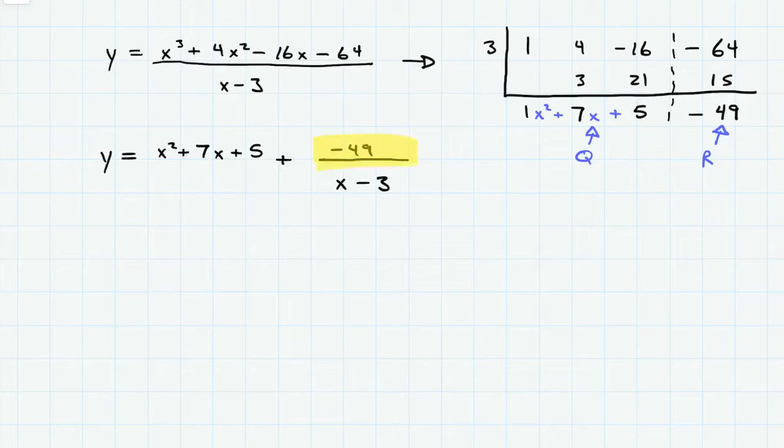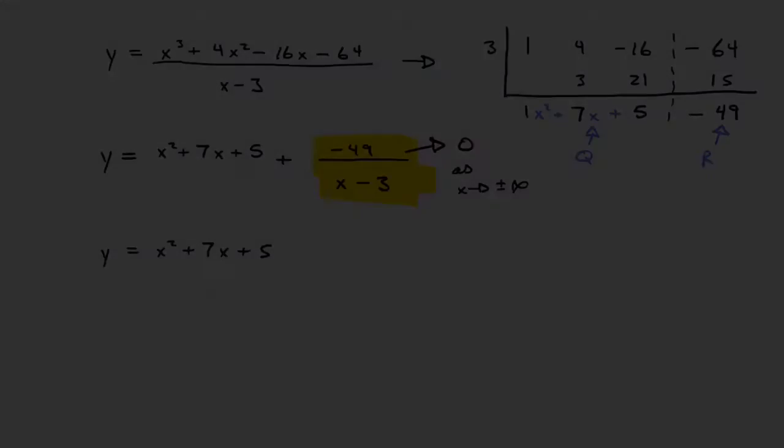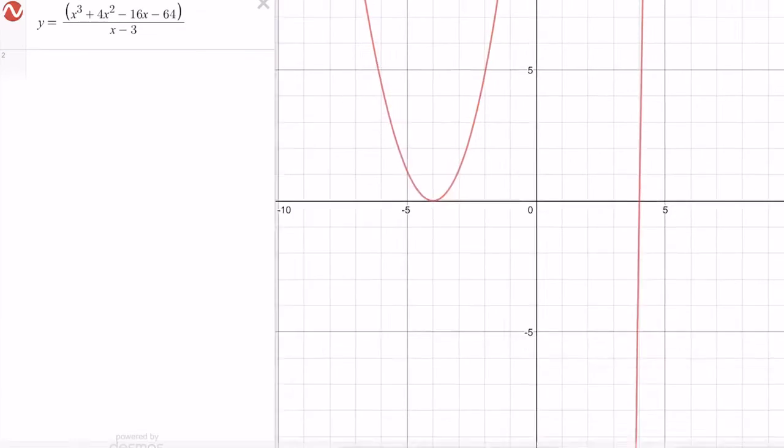Now what's nice, and what is always going to happen, is this little piece, the remainder divided by the divisor, always goes to 0 as x goes to infinity. So in this case, that negative 49 is totally insignificant. As x goes to either positive or negative infinity, it's going to be a massive denominator and a tiny little numerator, so it's got to go to 0. So that whole piece goes to 0, and our asymptote this time is a quadratic. So I know it's y equals x squared plus 7x plus 5. That quotient is the asymptote.